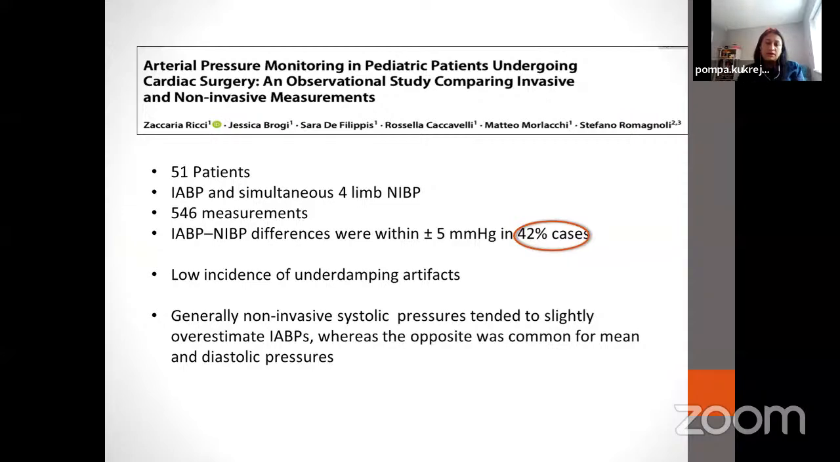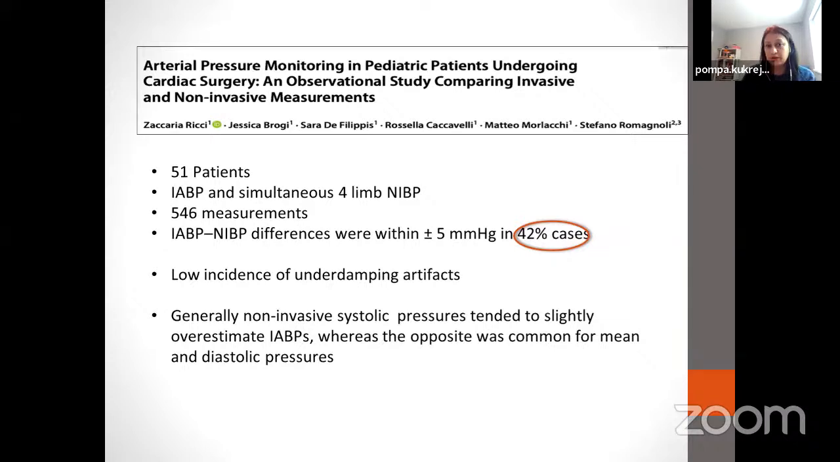Now, comparing NIBP and invasive blood pressure monitoring, obviously, in adults you'll find lots and lots of studies. In children, there are a few studies. It's not like we don't have literature. But again, there is no consistency in the studies. This was a study done in 2014 by Ricky et al.